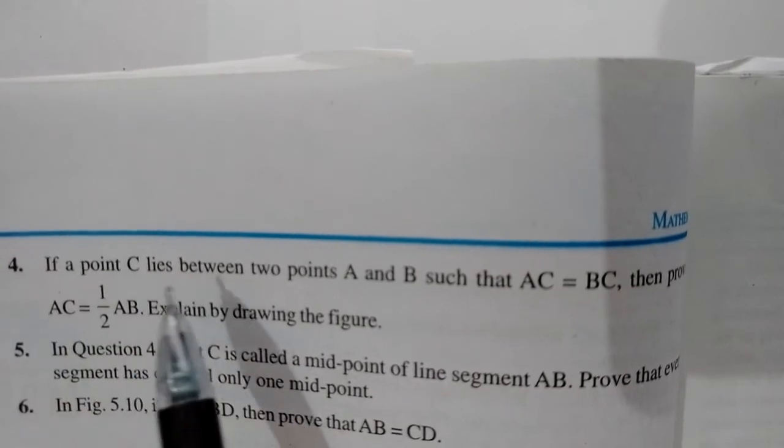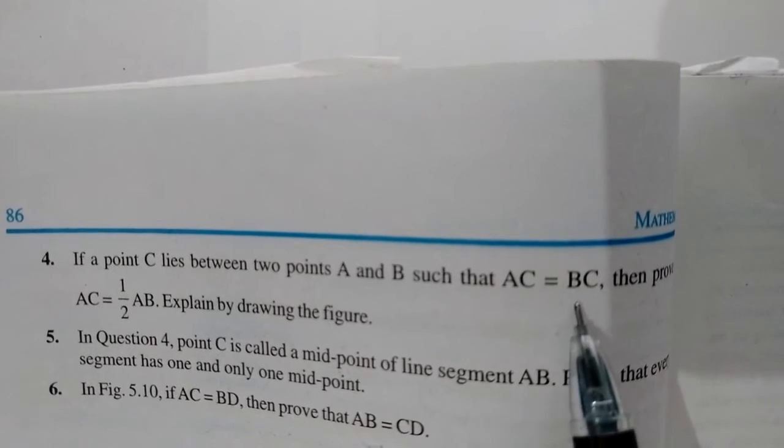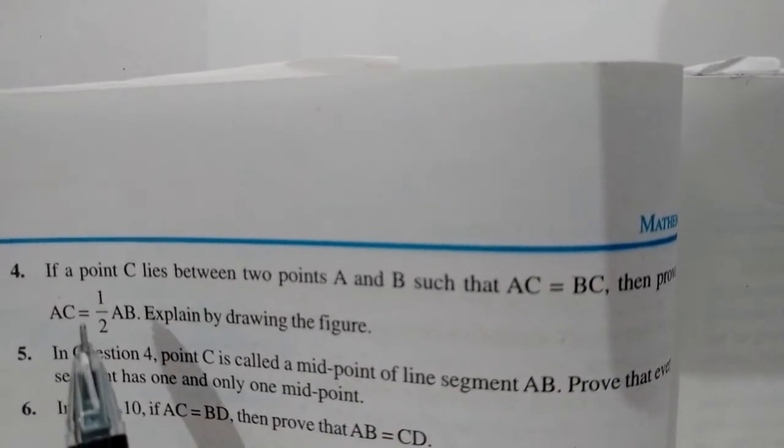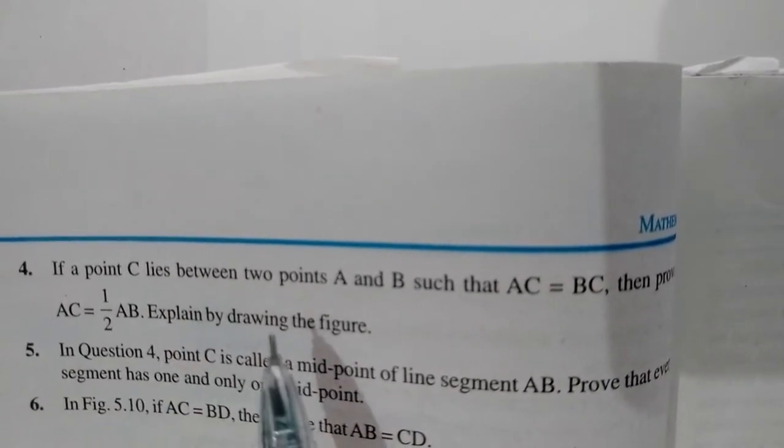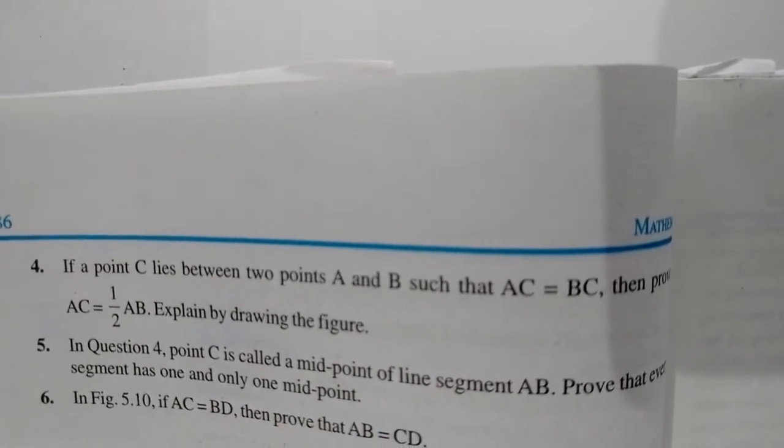Question 4. If a point C lies between 2 points A and B such that AC equal to BC, then prove that AC equal to half AB. Explain by drawing the figure. Children, you try yourself. It is very easy to prove it.